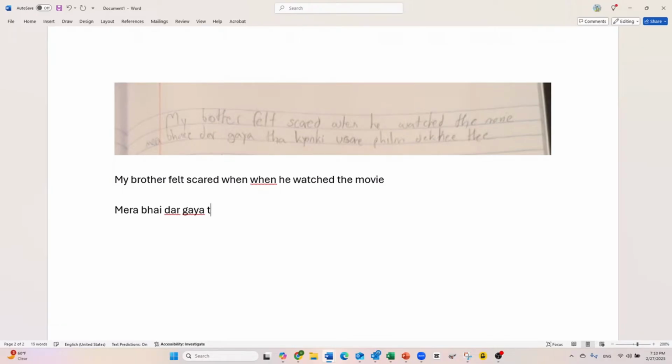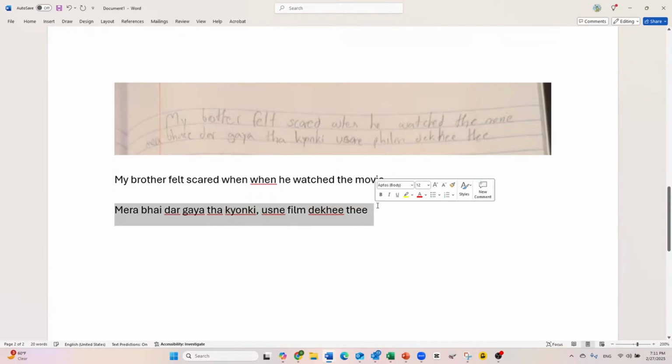Okay, so let us write down again. मेरा भाई डर गया था क्योंकि, and let's put a comma after उसने, film. Let's use the English spelling. देखी थी. Okay, come on, read this with me. मेरा भाई डर गया था क्योंकि उसने फिल्म देखी थी.